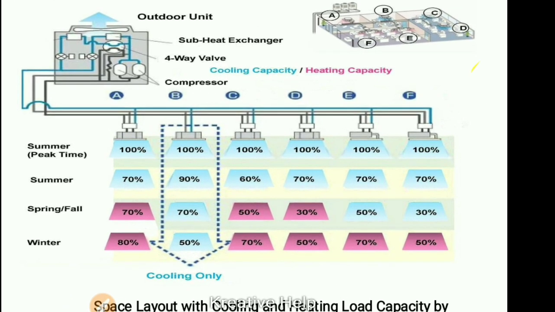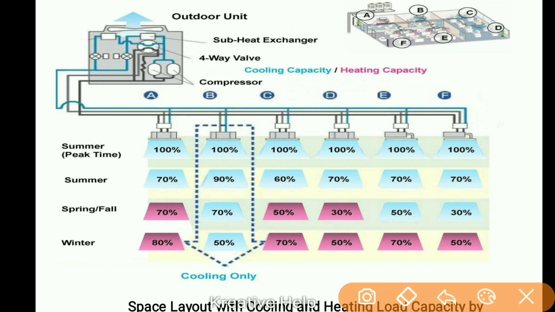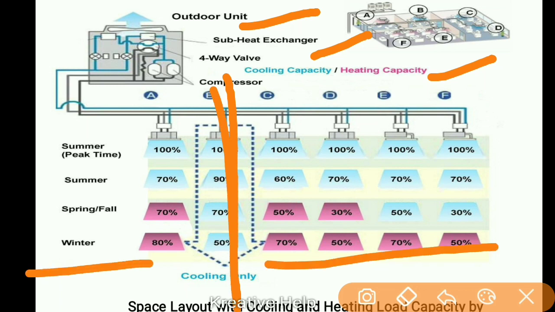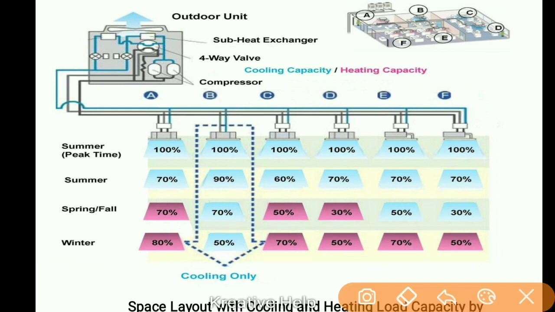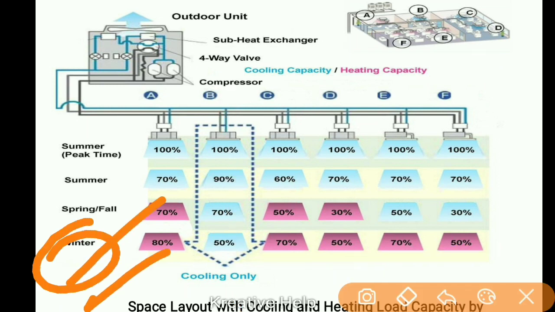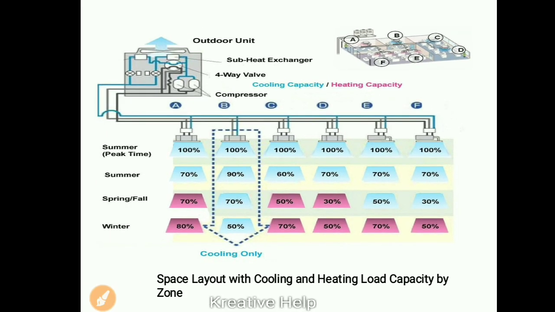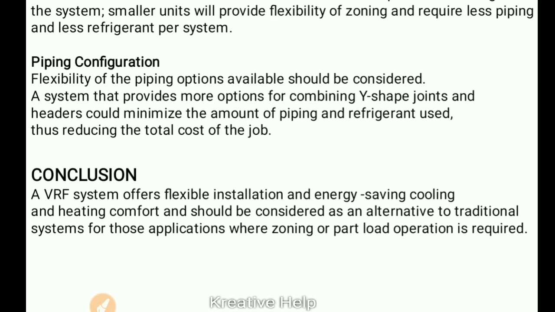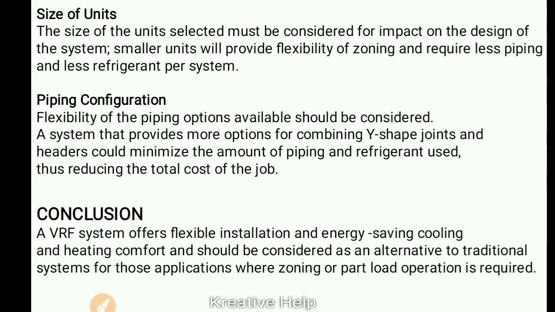So you can see the outdoor unit. Here is the sub heat exchanger. So this is the heat exchanger, cooling and capacity. We have already explained that only these zones require cooling only, and the other zones require both cooling and heating, because in winter there is a requirement of heating, and in summer there is a requirement of cooling. So we can see the size of the unit and piping, and we are just going to conclude this whole video.